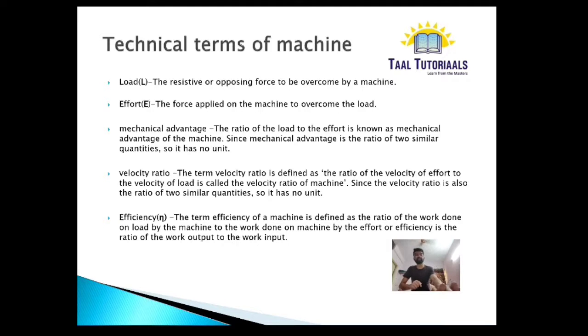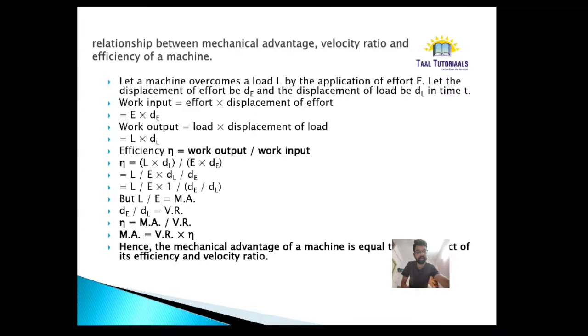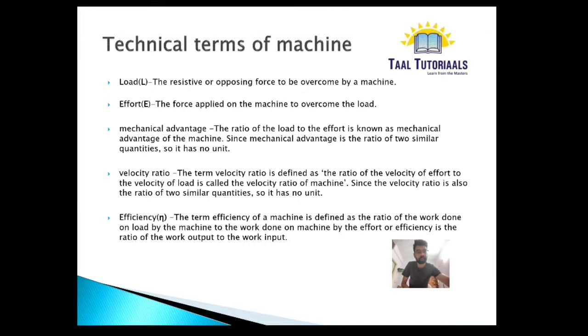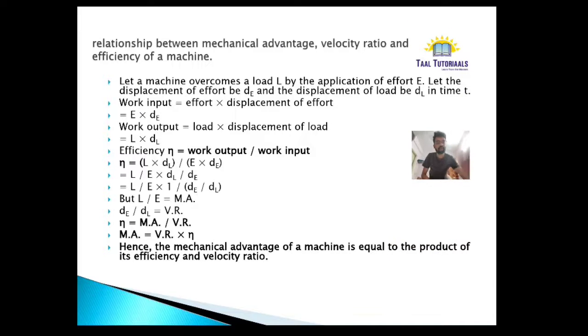Now we'll come to one very important derivation. See, we'll come to a very important derivation, that is the relationship between mechanical advantage, velocity ratio and the efficiency of a machine. See here, I am letting a machine overcome a load L by the application of effort E. Let the displacement of the effort be dE and the displacement of the load be dL in time t.